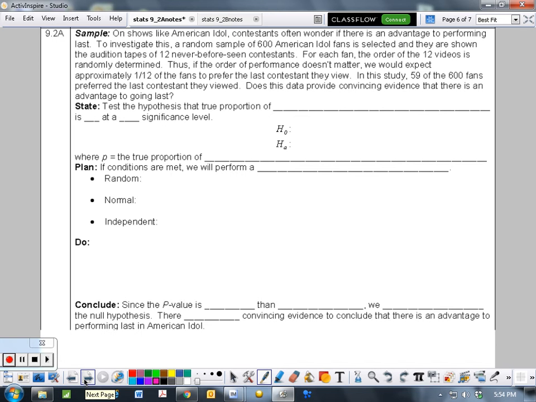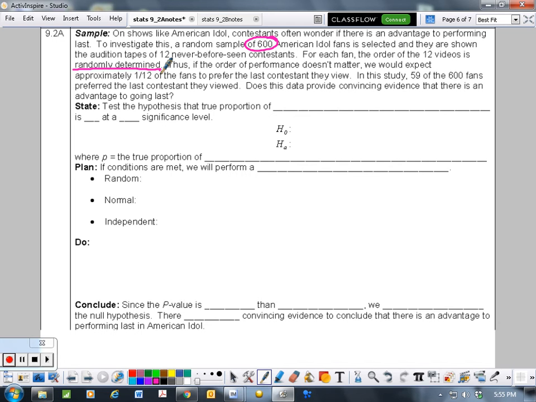Okay, so our first problem that we're going to try on shows like American Idol, contestants often wonder if there's an advantage to performing last. To investigate this, a random sample of 600 American Idol fans is selected. Okay. And they are shown the audition tapes of 12 never seen before contestants. For each fan, the order of the 12 videos is randomly determined.